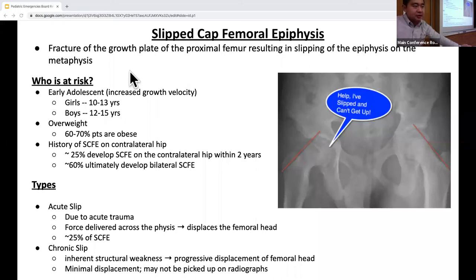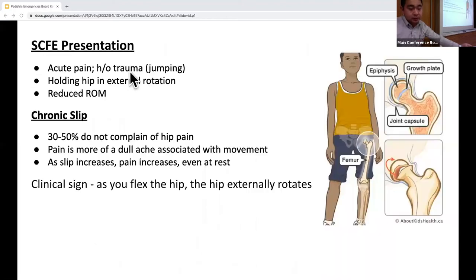And sometimes you get it on the other side, especially because you'll have instability generally on both sides of the hip. Sometimes it can be due to trauma, like if your femoral head is already weak, then if you have some traumatic event, it can cause a slip of the femoral epiphysis. And then also you have a chronic slip as well, which is slow progression of the displacement of the femoral head. On presentation, you'll have reduced range of motion. You'll be holding the hip in external rotation.